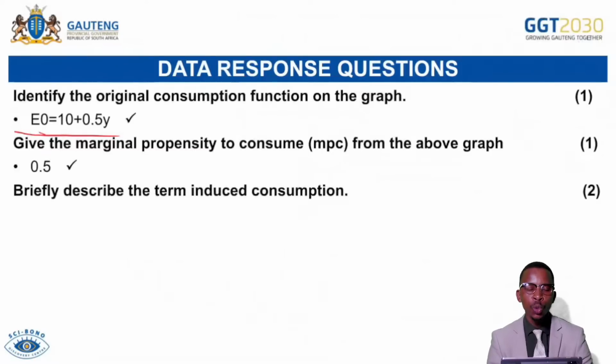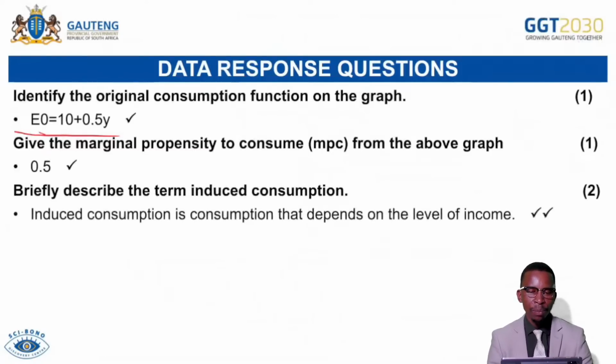Briefly describe the term induced consumption. Remember, induced consumption is the consumption that depends on income. You cannot spend without having income in this situation. You must be receiving a particular income so that you can spend under induced. But as for autonomous, we refer to the spending that is independent of income. You can spend without having income. I know you have been questioning why we can spend. How can you spend without income? You use your previous savings to spend.